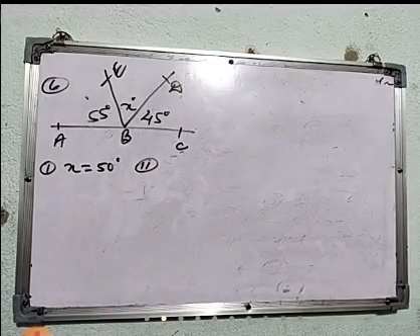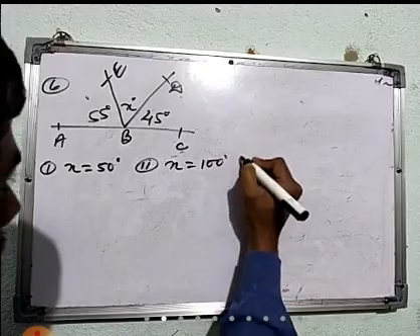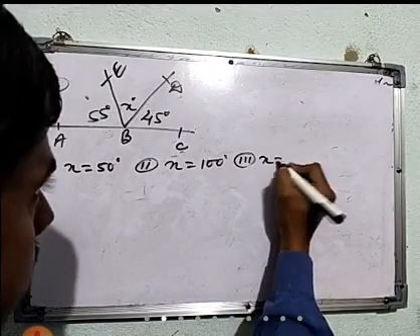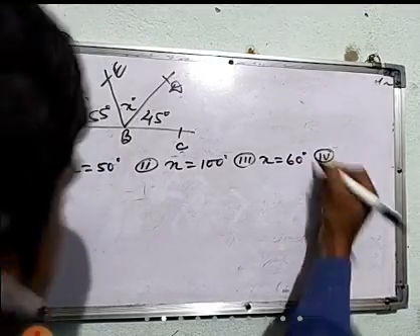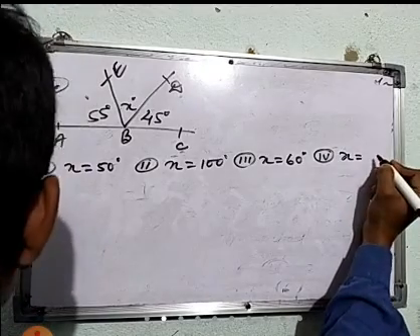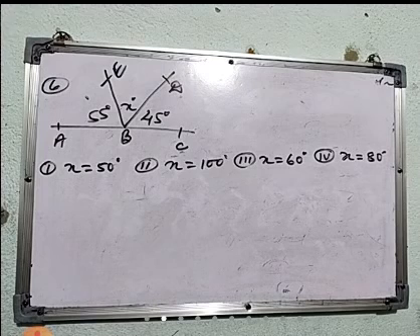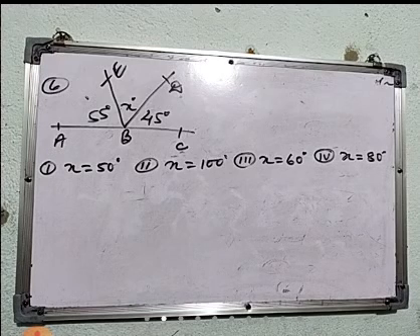Option 2, x equal to 100°. Option third, x equal to 60°. And option 4, x equal to 80°. Okay. So you find the value of x.